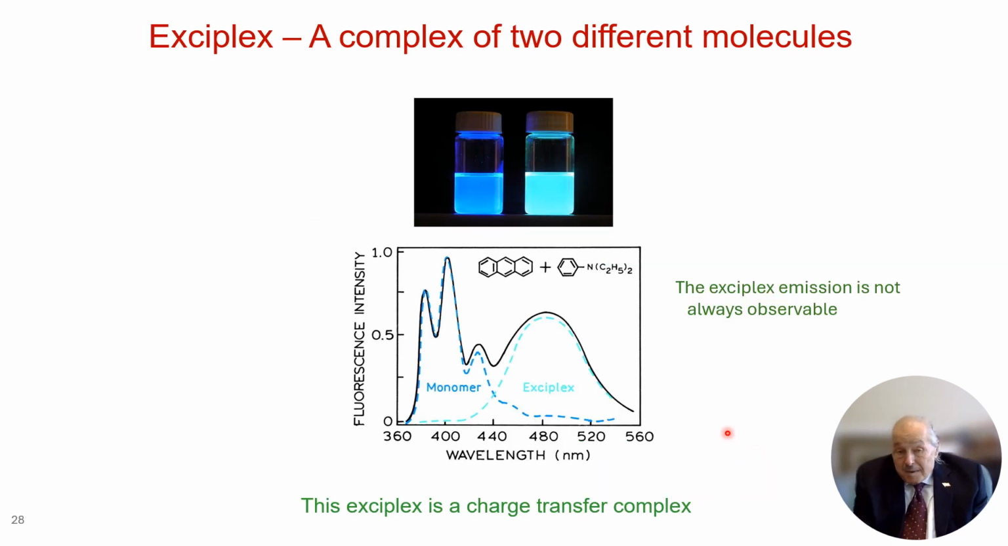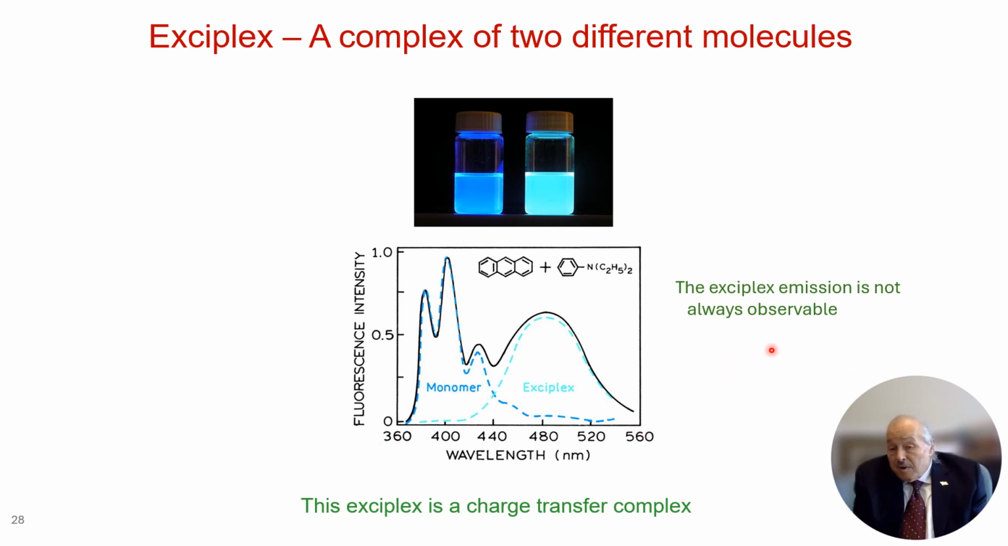So, exciplex. An exciplex is a complex of two different molecules. The classic exciplex has always been anthracene and diethylaminobenzene, or let's see, diethylaniline. When you just have the anthracene in solution, you see its emission. You put in this amino-containing molecule, and you see the exciplex emission. It's also a charge transfer complex.